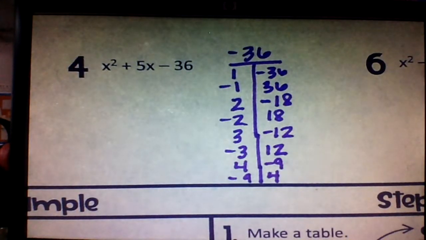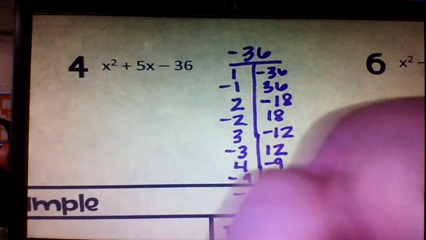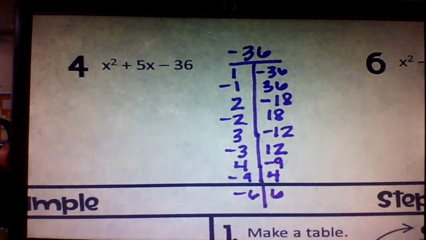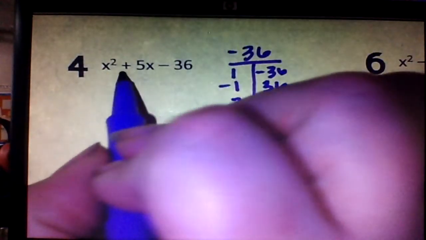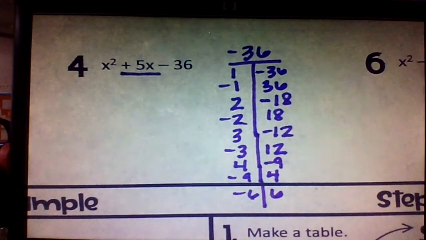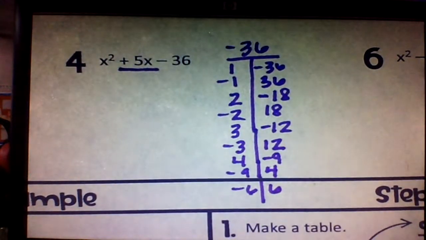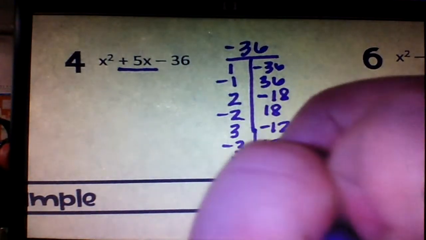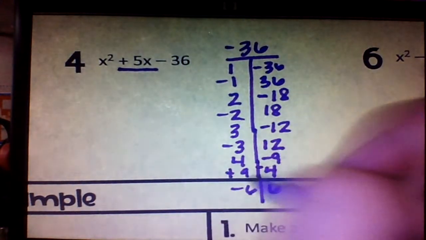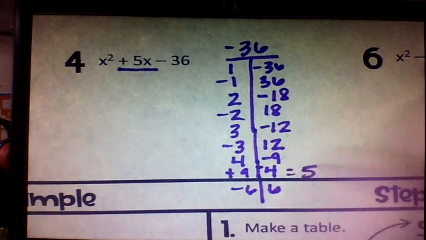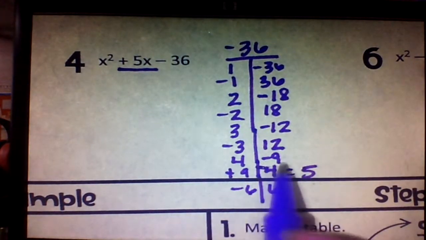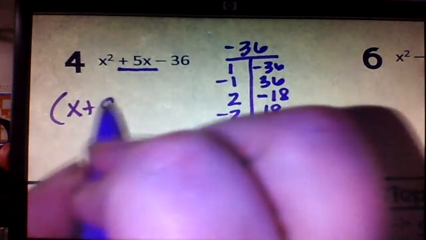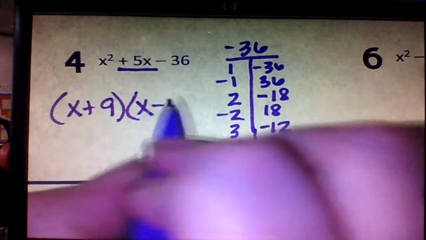I ran out of room. Negative 6 and positive 6. I need which ones are going to give me positive 5. Positive 4 and negative 5? No, oops, sorry. I wrote them both the same instead of opposite. Positive 9 and negative 4 give me 5. So, positive 9 and negative 4.